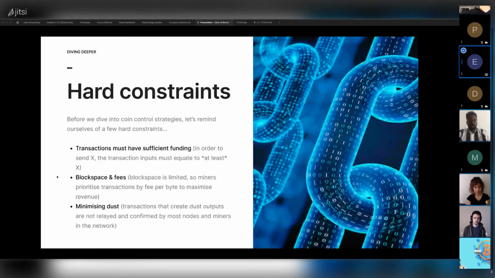Worth probably mentioning, I touched upon the hard constraints of coin selection, because I think you need to know at least what's actually possible during Bitcoin transactions. For example, the transactions need to have sufficient amounts of funding. There are various things to do with block space and fees, which sometimes limit the inputs which you want to create. And then also, at all costs, trying to minimize dust and minimize useless coins that are left in your wallet.